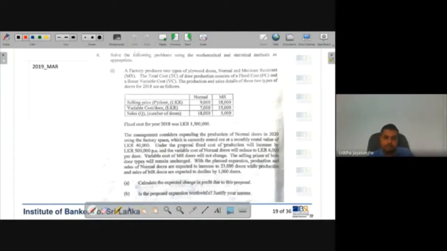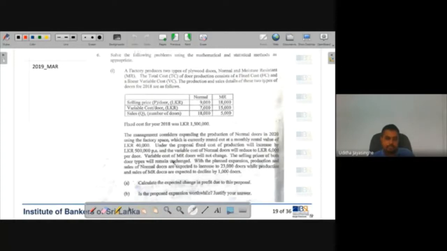Solve the following problems using the mathematical and statistical methods as appropriate. So this is applicable for all the 4 different parts of the question. We are still in the first part. A factory produces 2 types of plywood doors, normal and moisture resistance, or MR for short, MR doors. The total cost, TC, of door production consists of fixed cost and a linear variable cost.